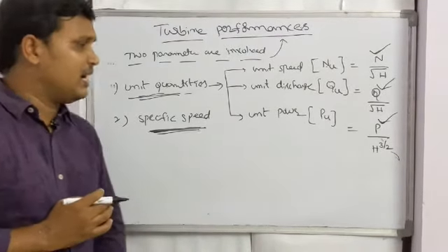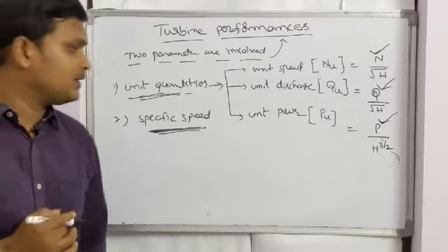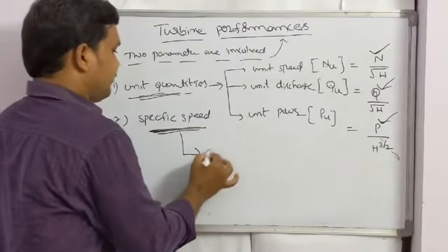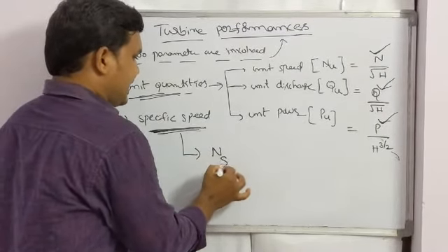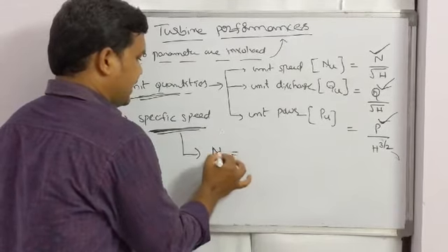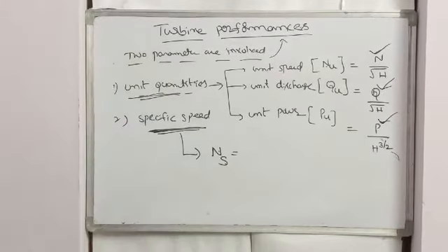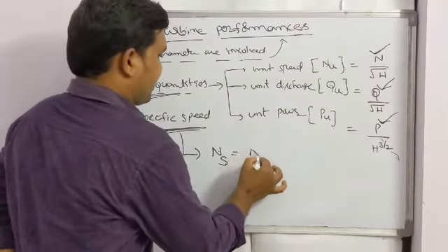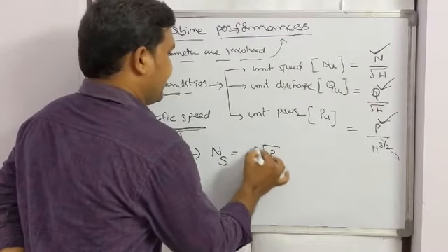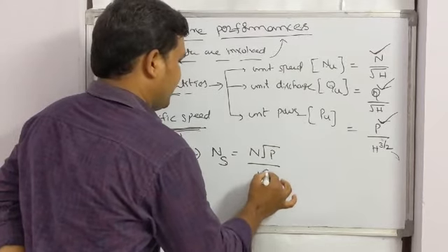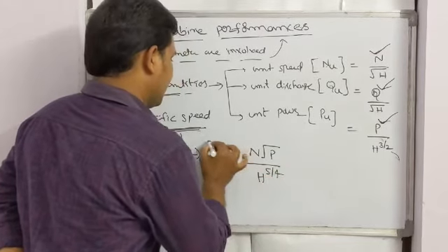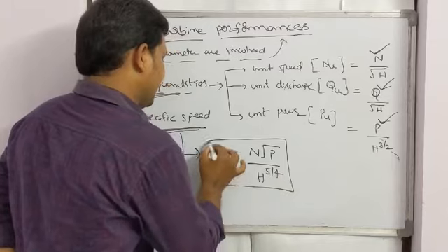Different turbines have different specific speeds. The specific speed we denote as Ns. N is the speed, S is the specific. So specific speed Ns is equal to N root P by H to the power of 5 by 4.